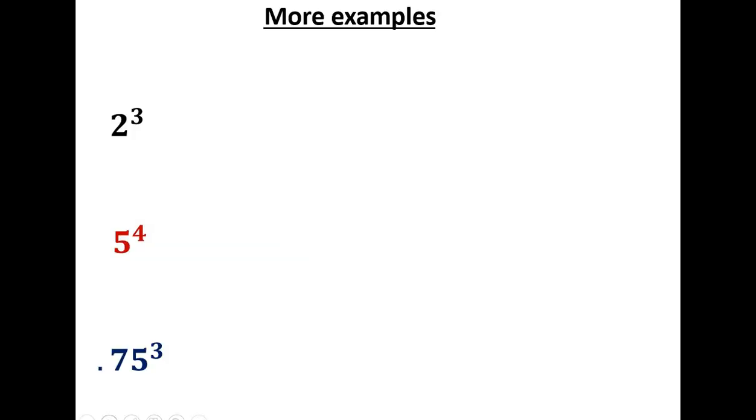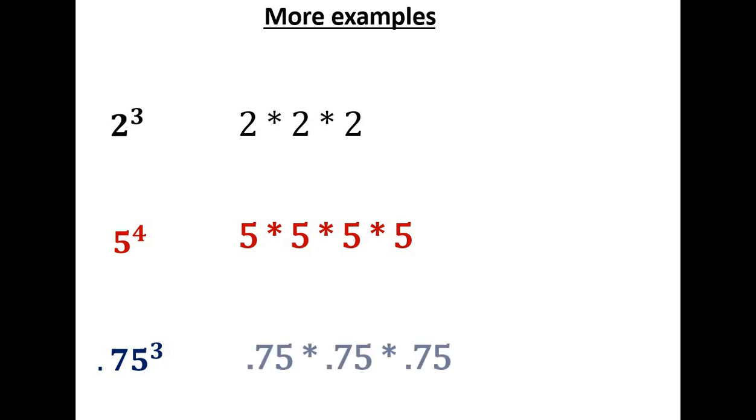Okay, so here are some more examples. If I have 2 to the third, what does that mean? 2 times 2 times 2. And again, we just do the math and get the answer. If I have 5 to the fourth, what does that mean? 5 times 5 times 5 times 5. Again, 5 is the base, 4 is the exponent, so I'm going to multiply 4 5's together. And 0.75 to the third, same deal. There's my base, 0.75. My exponent says take 3 of those and multiply them together. There it is. Okay?